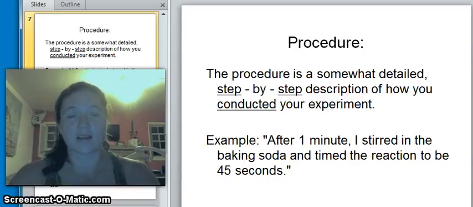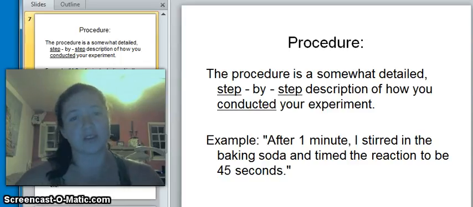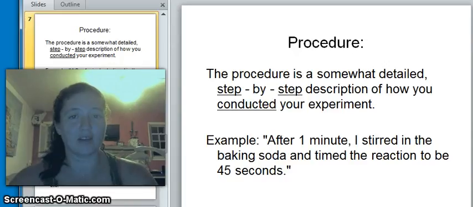That way, someone who doesn't know you, doesn't know how you speak, who doesn't know how you write, has never done the experiment, has no background on it, can read through your procedures and do it exactly the same way as you did. Okay, so for example, if after 1 minute I stirred in the baking soda and timed the reaction, you need to say how long after.